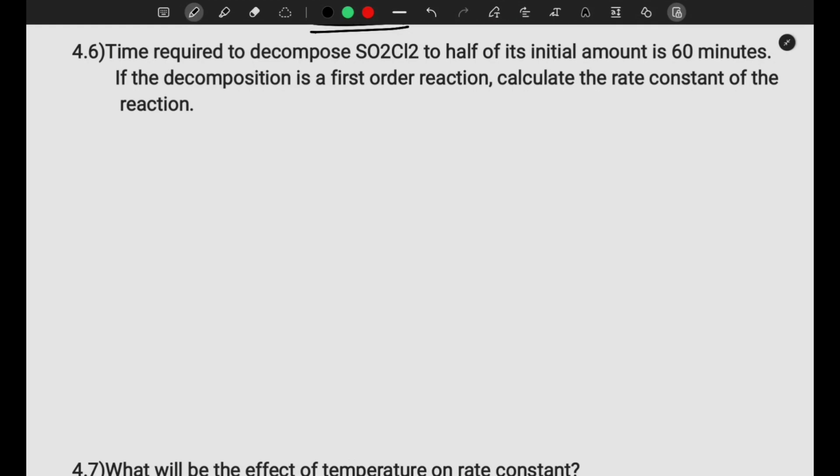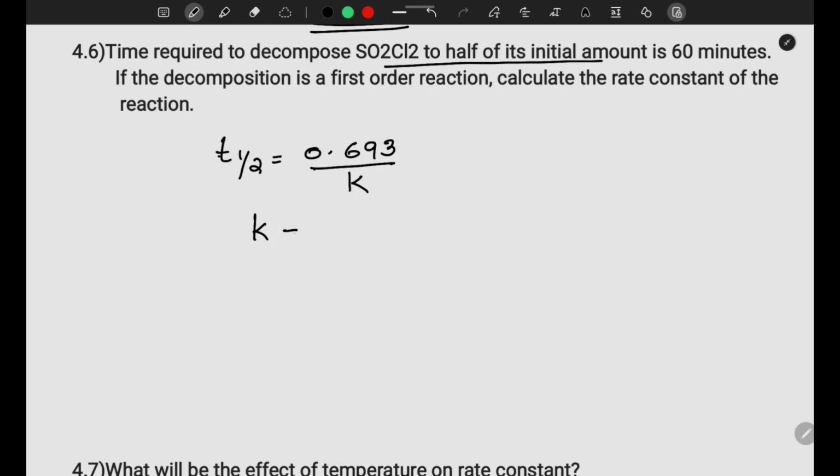Time required to decompose SO2Cl2 to half of its initial amount is 60 minutes. So half-life is given. If the decomposition is a first order reaction, calculate the rate constant for the reaction. For a first order reaction, t half is equal to 0.693 by k. Half-life period is equal to 0.693 by k. So here half-life is given.